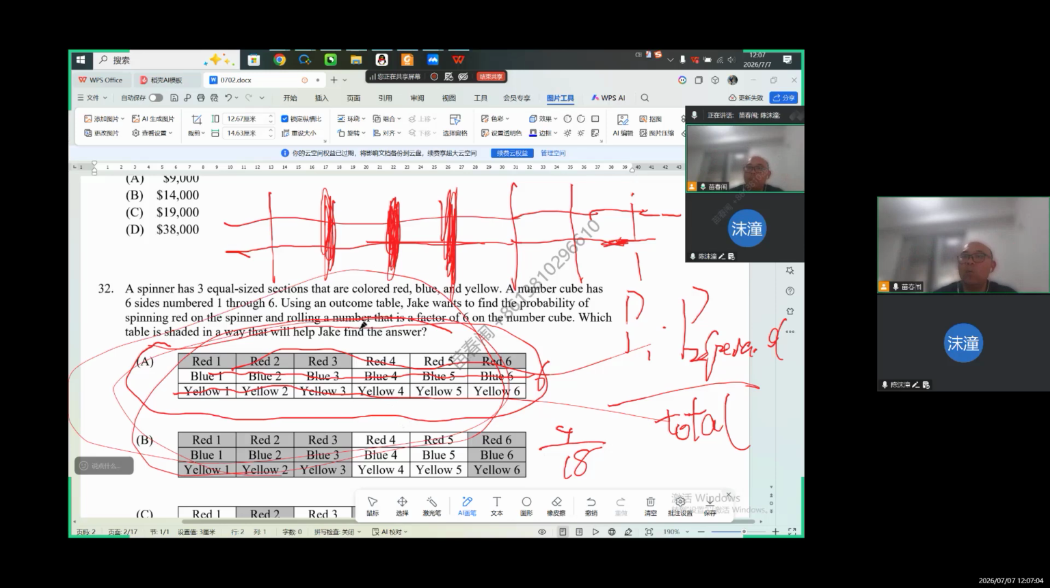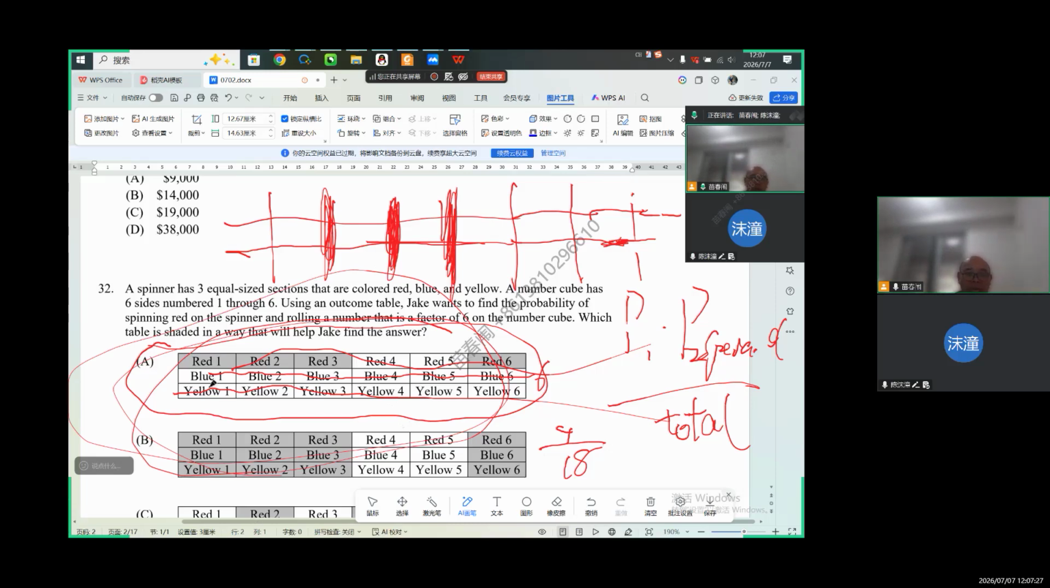P1 times P2. It's going to be called independent events in the future, but let's not name it now. Just make sure that with your spinner and the die, when both of something happen, you use P1 times P2, right?